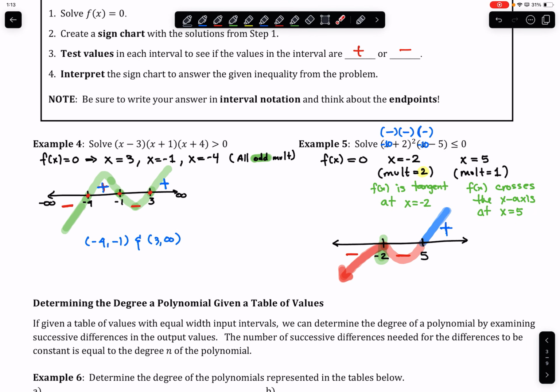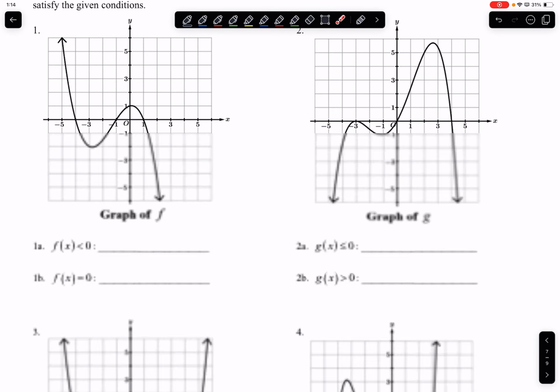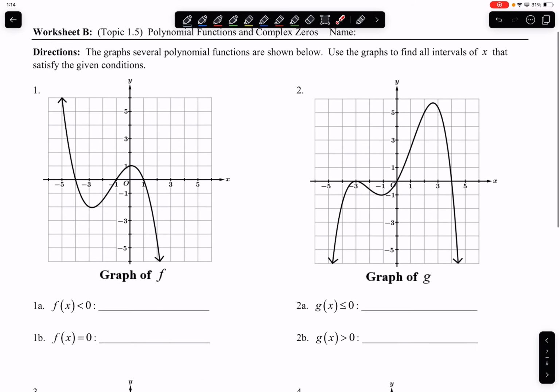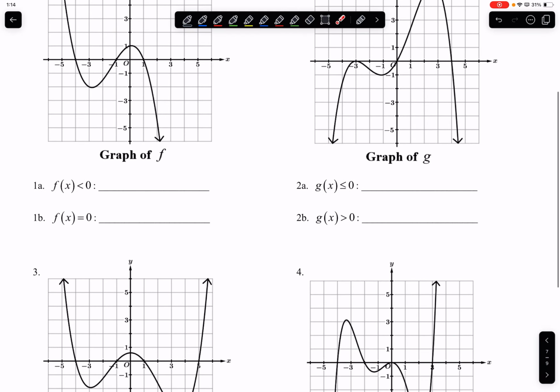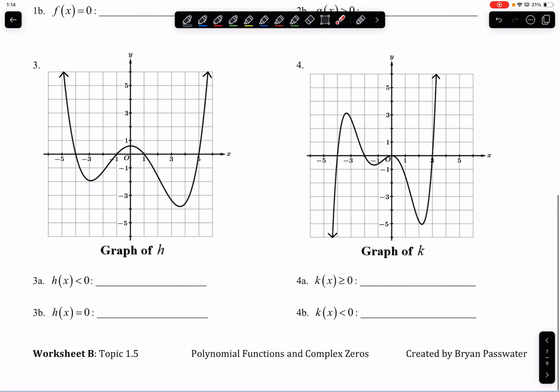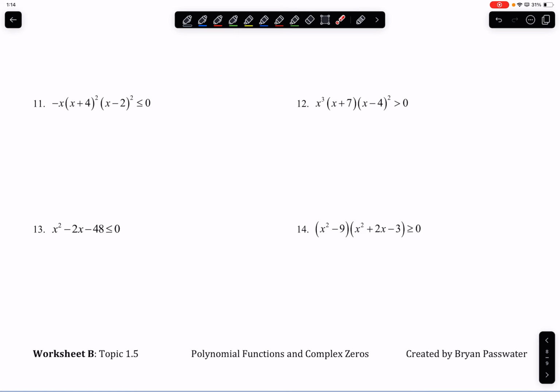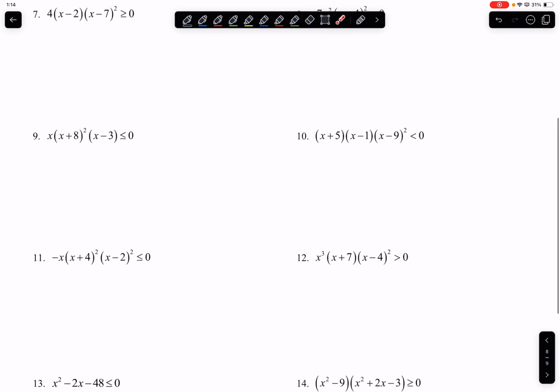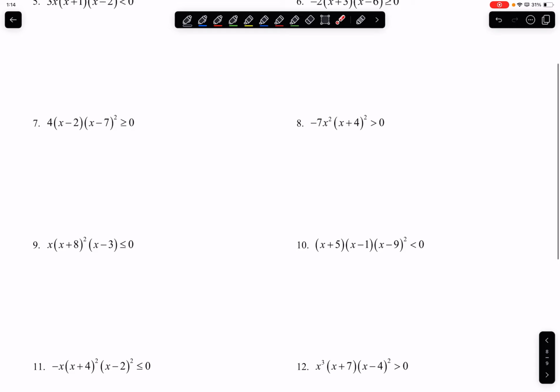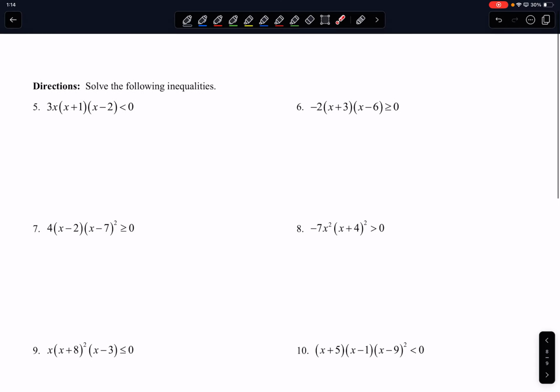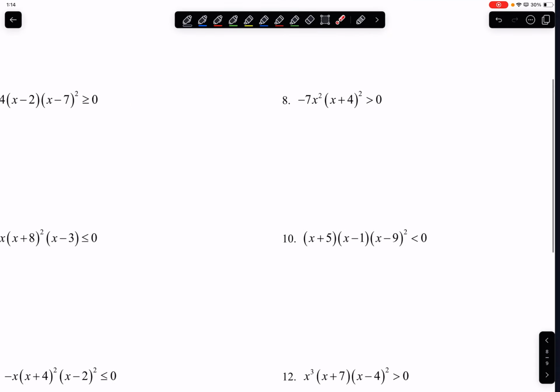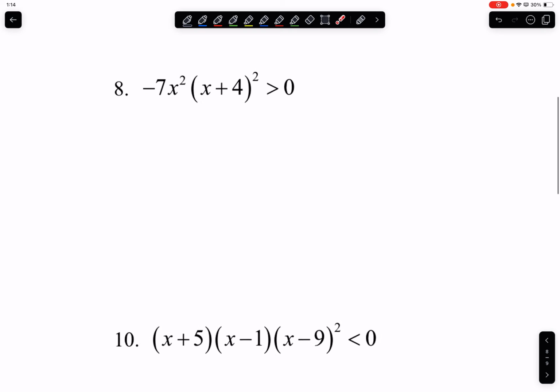All right, let's do some more examples from our homework for today. So let's go to our homework. I won't do any of these, numbers 1 through 4. If we need to check them, we'll check them during class tomorrow. And let's do some of these problems right here, okay? Let's do specifically number 8. Number 8 looks interesting right here, okay?